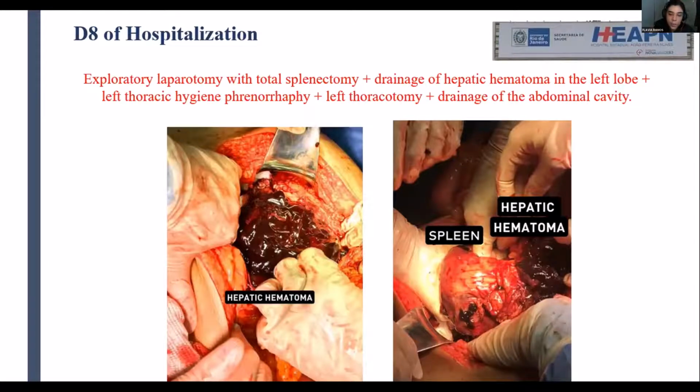So that's what it looked like after the hematoma just burst. And that's the spleen in our hands. So we ended up doing a splenectomy. We did drain the hepatic hematoma. It wasn't bleeding at the time. It did burst, but there was no active bleeding. So we put a drain in the abdomen in case there was anything left there. And we opened up the diaphragm and washed the thorax through to the abdomen. And we put a chest tube correctly this time.